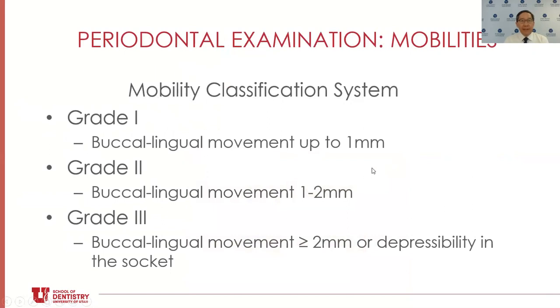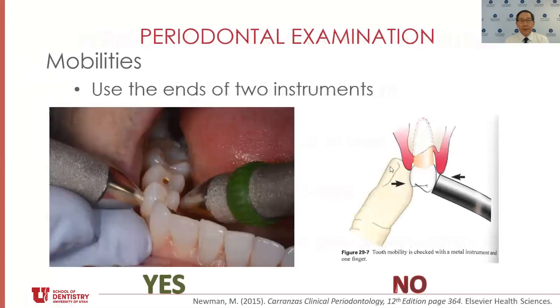Now, mobility for our school, we have tried to keep it simple. Grade 1 mobility means there's up to 1 millimeter of movement in a horizontal direction. 2 would be up to 2. 3 would be more than 2, or depressibility. So taking the instrument handle, the ends of 2 instruments, pushing on the tooth in a horizontal direction determines mobility.